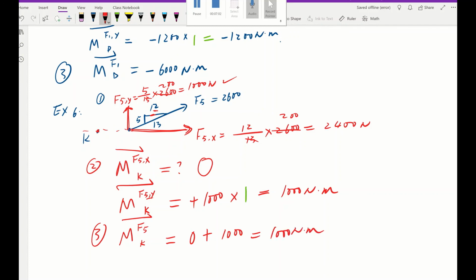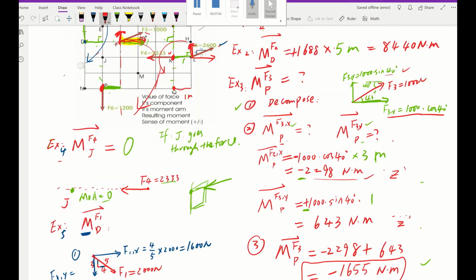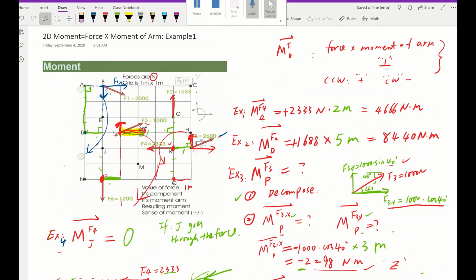All right. So that's all. This is an example of how you solve different moments with different forces. And we look at horizontal, vertical, slanted with angle, slanted with geometry like 3, 4, 5 or 5, 12, 13. We also look at the particular case when the force goes through the point and that moment is equal to 0. So that's in a nutshell.